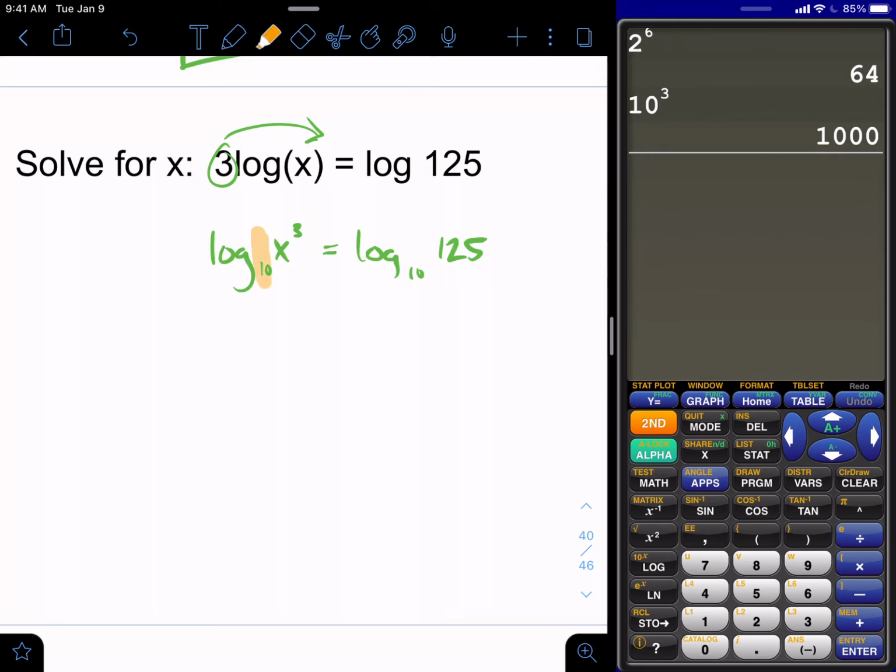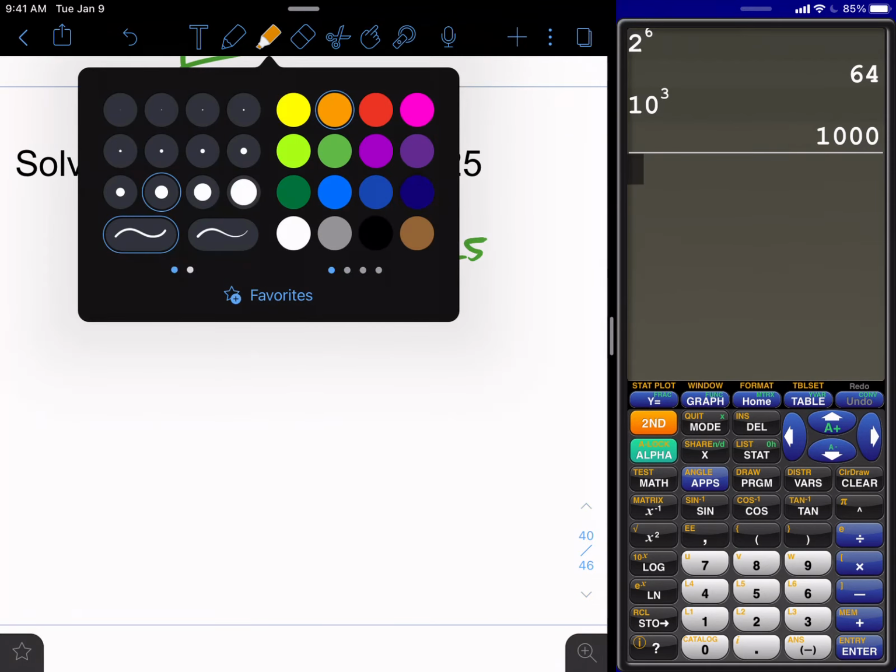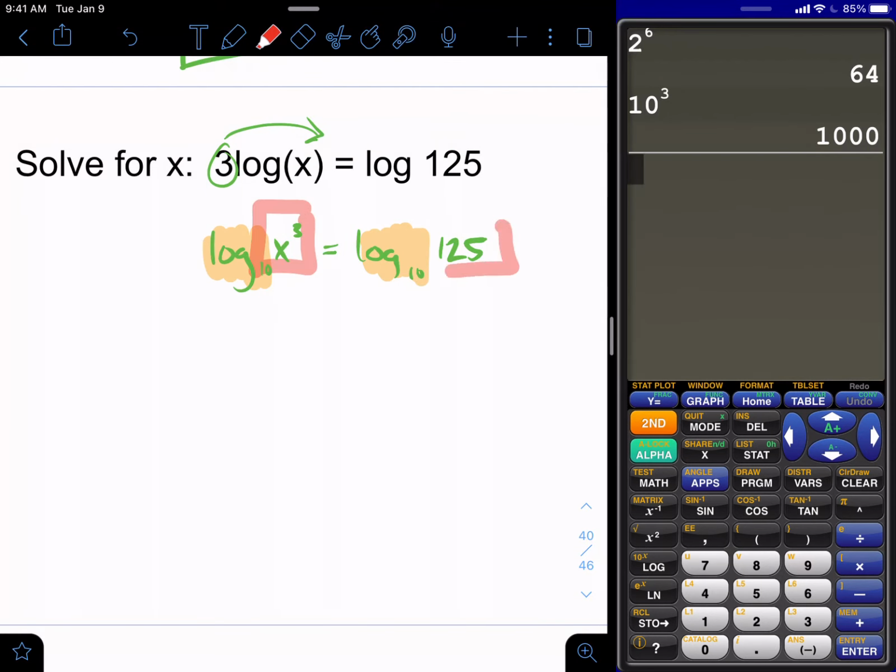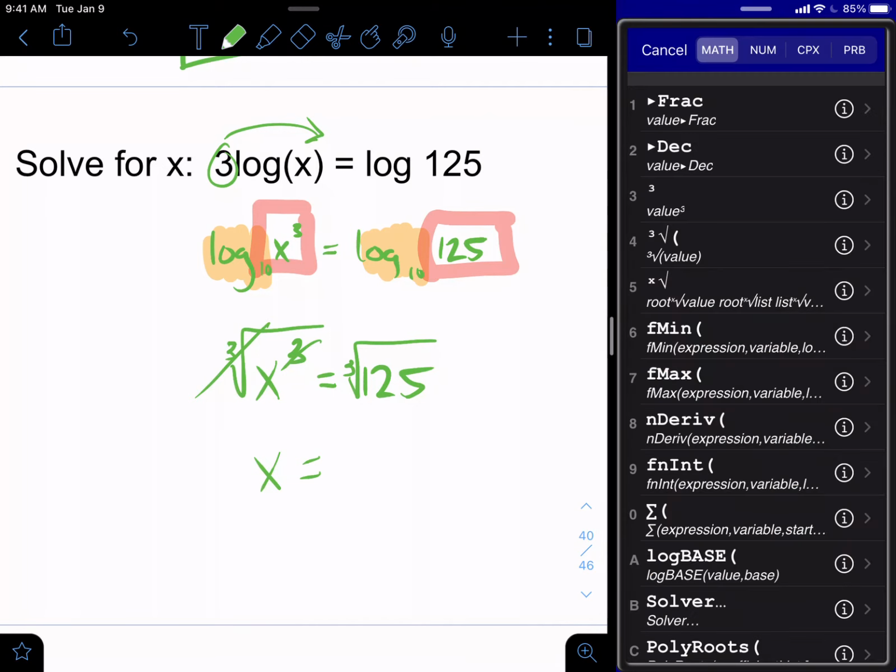Since these two things are both log base 10, the only way that can happen is if x to the third is equal to 125. So setting up a new equation, x to the third equals 125. A way to solve this would be to take the cubed root of both sides, making this and this cancel, which means x is going to be equal to the cubed root of 125.